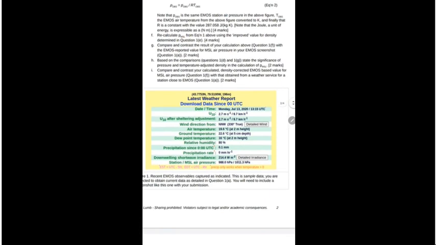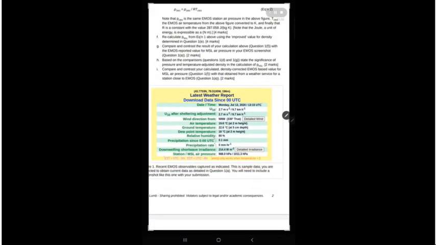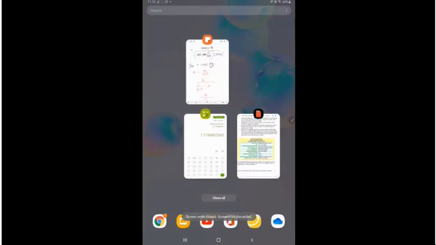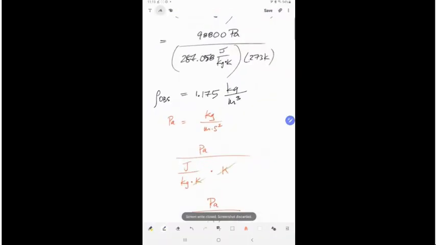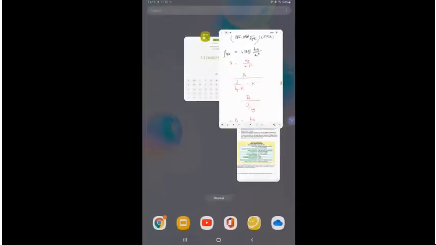Now what we have to do is go back. Anyway, we just did the density calculation. And now what we have to do is recalculate the mean sea level equivalent pressure based on our new and improved value for density. All right. Let's go back to here. So this is now, I think, question F.